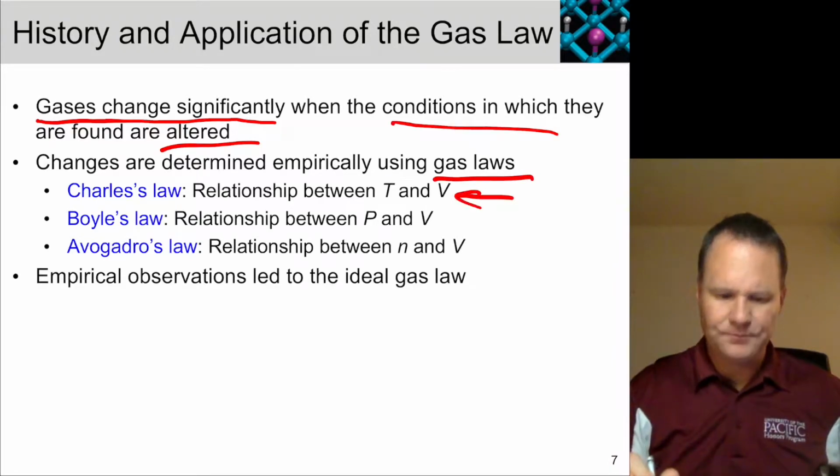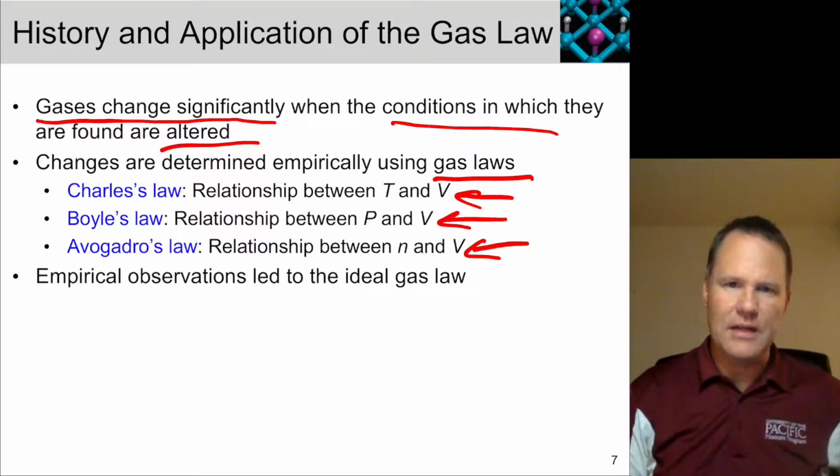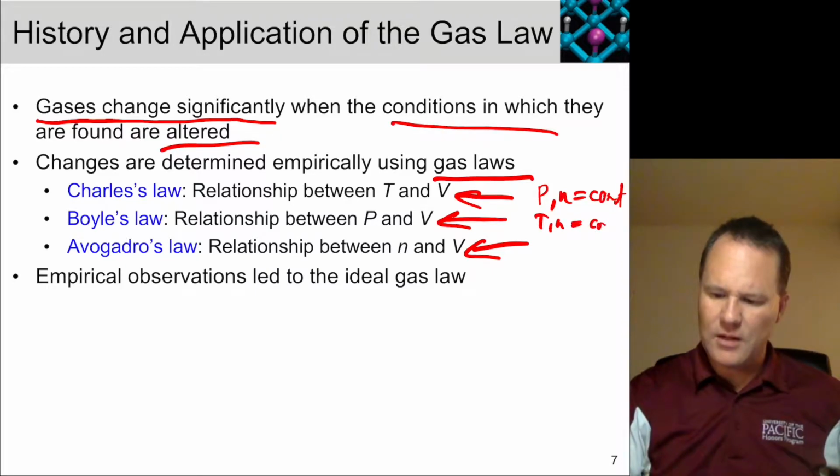One is Charles' law, which is the relationship between temperature and volume. Then Boyle's law is between pressure and volume, and Avogadro's law determines the relationship between how many particles, or how many moles of particles you have in a gas, and how it relates to the volume. And so for Charles' law, since it's between the temperature and the volume, we will say that the pressure and the number of moles are constant. For Boyle's law, the temperature and the number of moles are constant, and for the relationship between number of moles and the volume, the pressure and the temperature are constant.